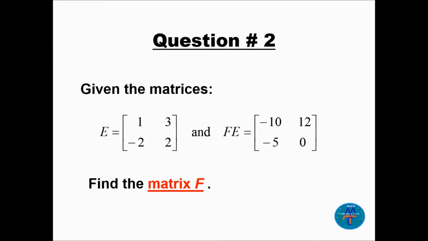Okay. Well, you can try it for 1 minute or 2 minutes, please. What can we do? Many ways we can do actually here. E is given, FE is given, we need F. My method here is, since I have E already given, I can find the inverse of E and put the inverse here on the right side. So I can multiply by the inverse on the right side.